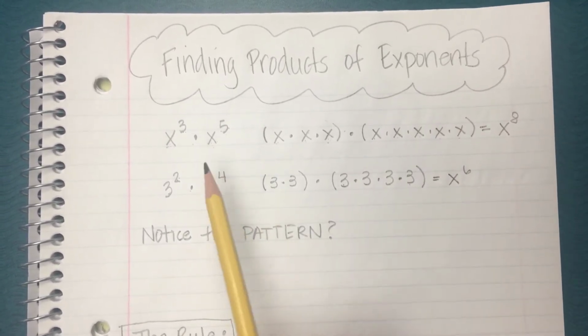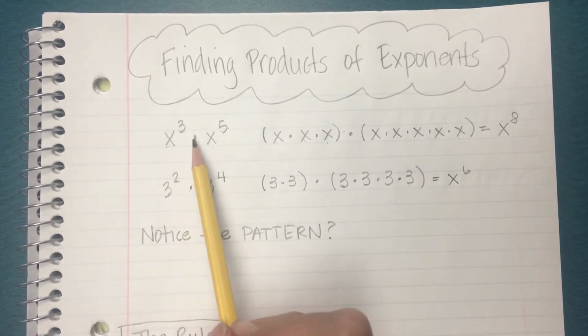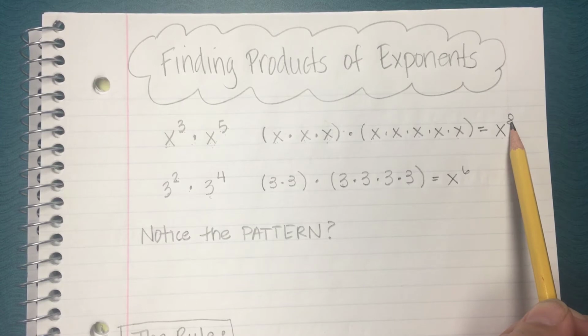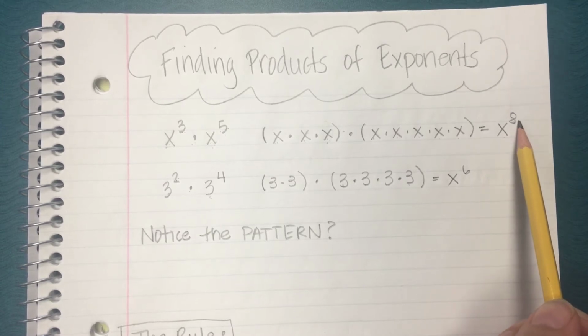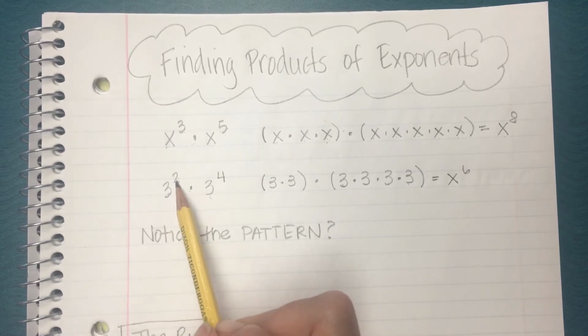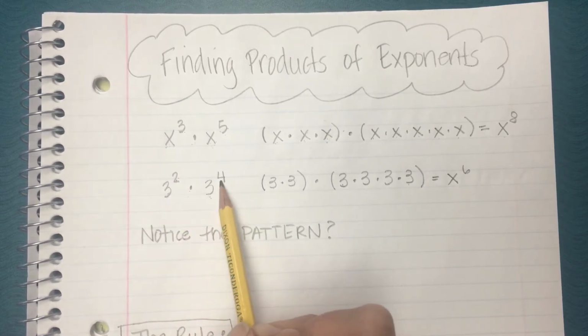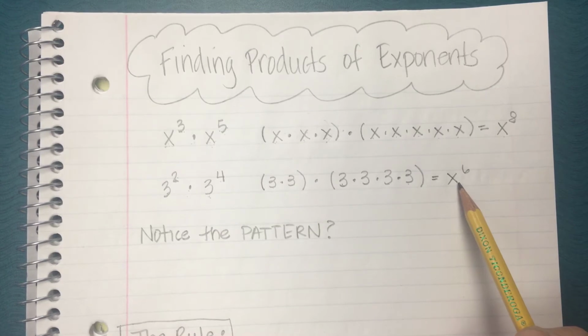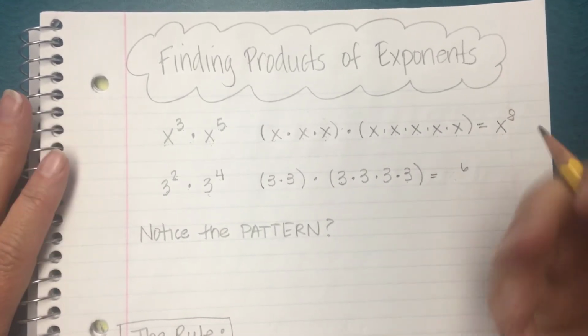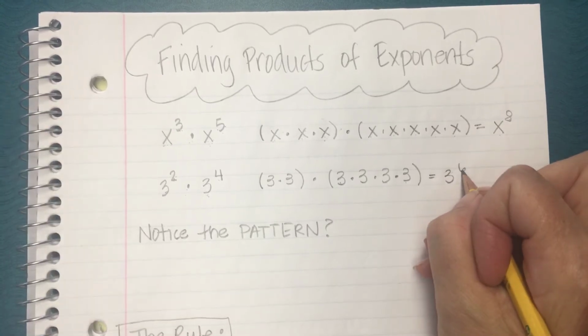Now if you take a look, I had x to the third times x to the fifth equaled x to the 8th. I think I see a pattern. Let me see if it works in the next one. I have 3 to the 2nd times 3 to the 4th equals, oh, I made a mistake. Let's make that a 3, not an x. 3 to the 6th power.